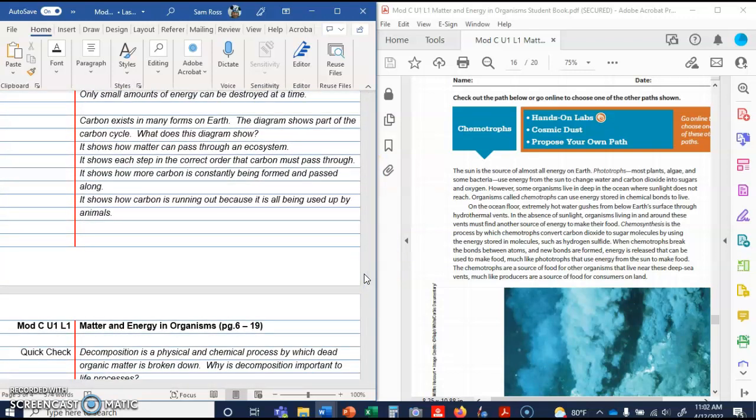Carbon exists in many forms on the Earth. The diagram shows part of the carbon cycle. What does this diagram show? It shows how matter can pass through the ecosystem. That is the answer, A.